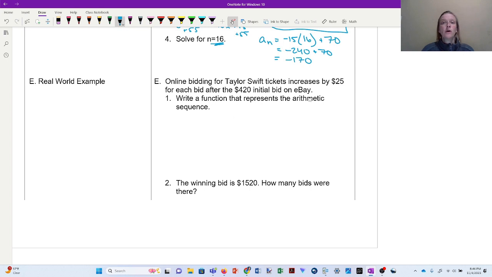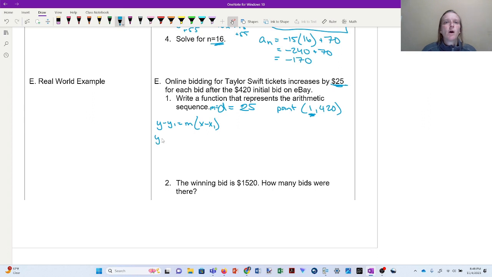So we know that we go up by $25 on each bid, so we know that the slope, that common difference value, is positive 25. We also know that the original bid was $420, so that we know that our starting point is 1, 420. So we can use the same formula as before, the point slope formula, y minus y1 equals m times x minus x1.